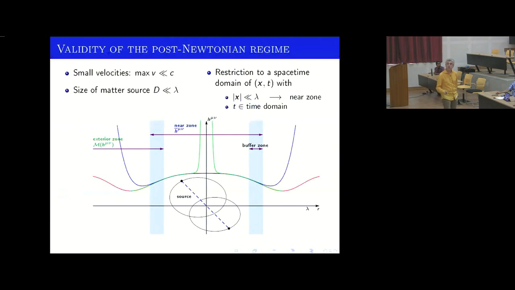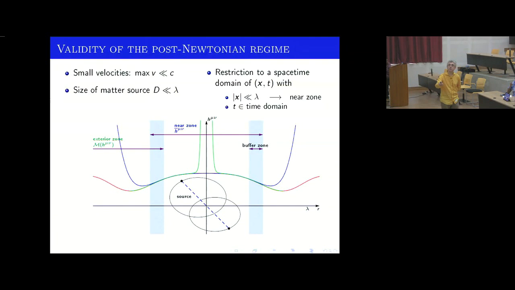The post-Newtonian approximation is a versatile perturbation scheme used in general relativity to model systems with small velocities with respect to the speed of light. This means that the size of the system must be small with respect to the wavelength, and therefore we have to restrict ourselves for the validity domain to a domain which is much smaller than the wavelength. Here is the wavelength, and here is the source, for instance. This is our near-zone domain. And only in this domain, the post-Newtonian approximation will be valid.